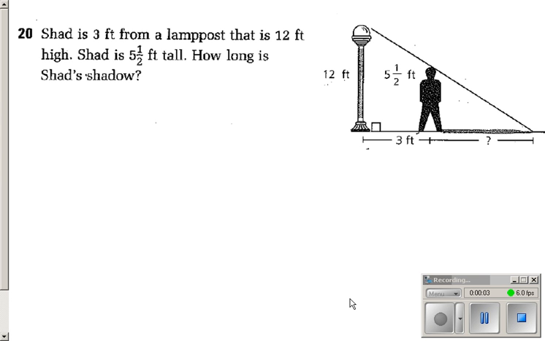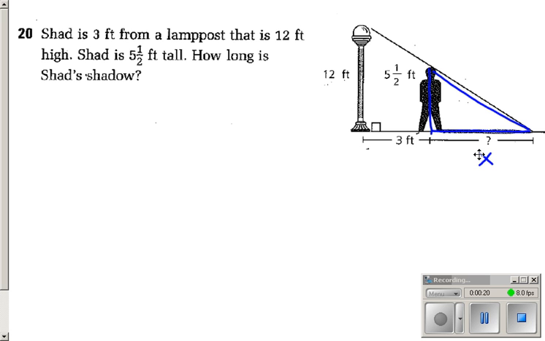This is section 8.4, number 20. This problem's a little bit tricky if you've never seen one like it, and you're going to see a lot of these on standardized tests and things like that. So I thought it'd be a good one to look at. Looking at this picture, what I see is I have similar triangles.